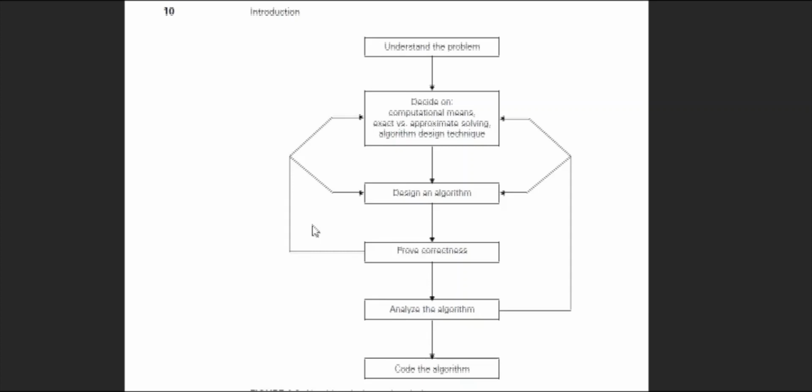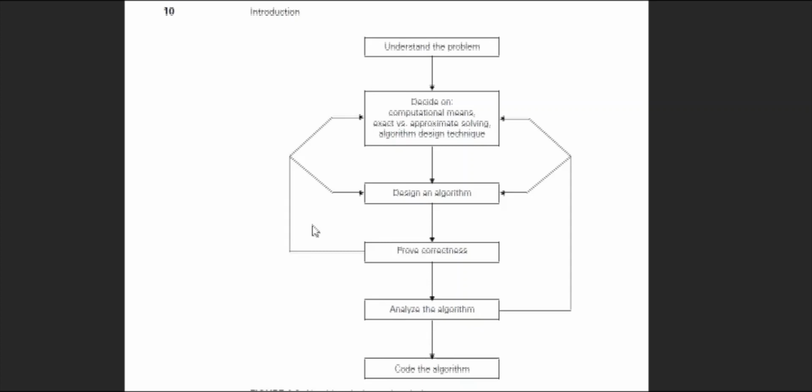Next is the algorithm design technique. There are a lot of algorithm design techniques available, such as the divide and conquer technique, brute force method, and decrease and conquer technique. Based on which one is suitable for the given problem, we must decide. Next is designing an algorithm. We go for designing the algorithm either using a flowchart, or using pseudocode, or using a step-by-step procedure written in natural language. So that is designing an algorithm.